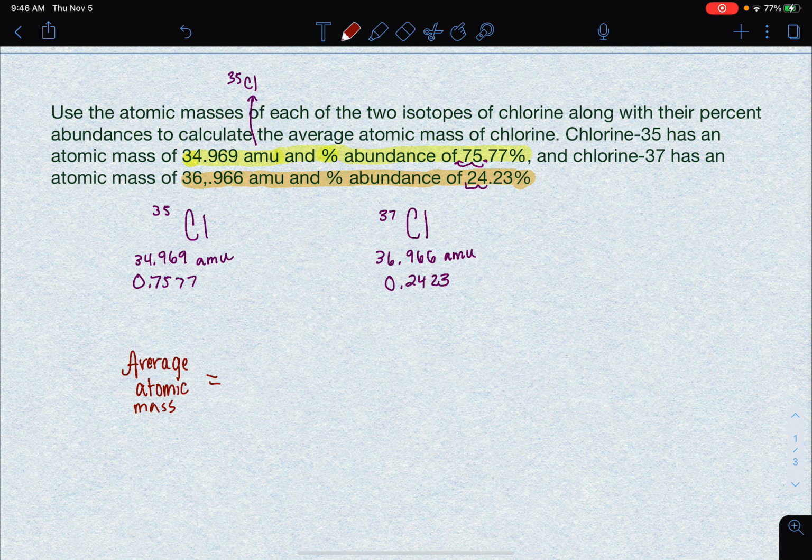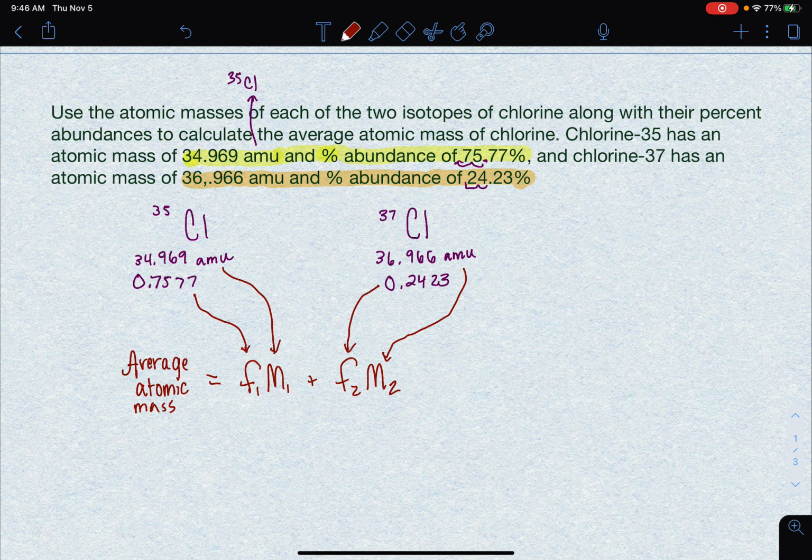Let me just write down the formula first. I only have 2 isotopes for this problem, so this one's not too bad. F1, M1 plus F2, M2. I only have to go out to the second term in the equation because I only have 2 isotopes. The fractional abundance goes here, the mass goes here, fractional abundance, mass. So I just have to plug those numbers into the equation.